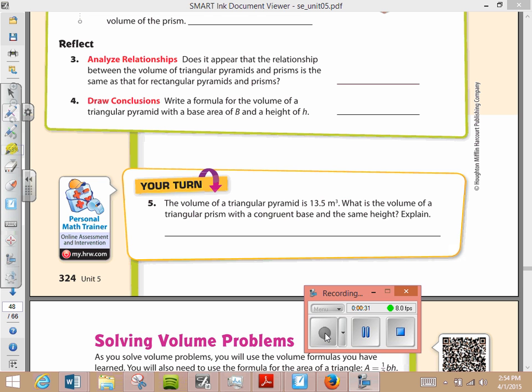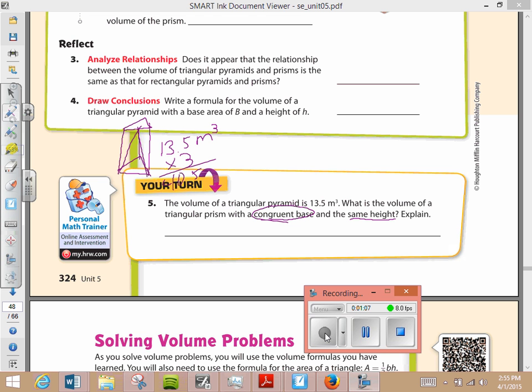Yes. So exactly right. So she said that you multiply the volume of the triangular pyramid, which is 13.5 meters cubed, by 3. Because if they have the same base and the same height, that means the prism will be exactly 3 times as much, right? And I proved that to you last time when I filled in the little cups. I filled 3 of them into the prism.